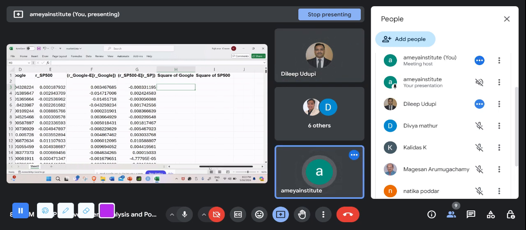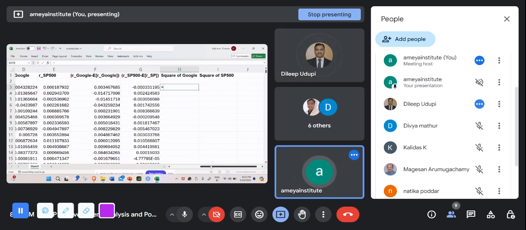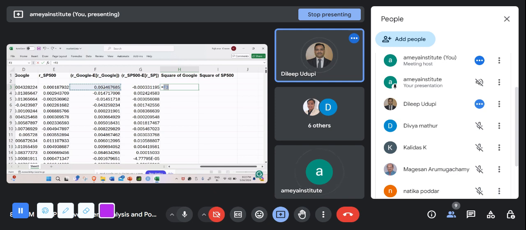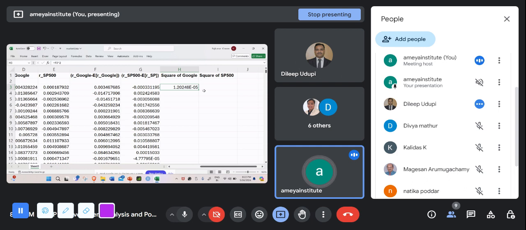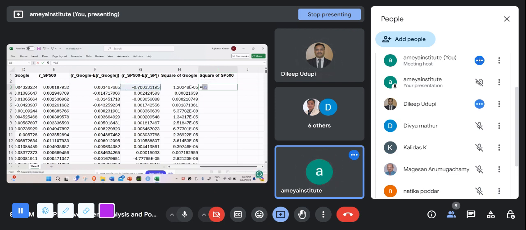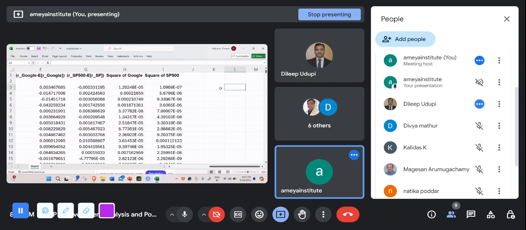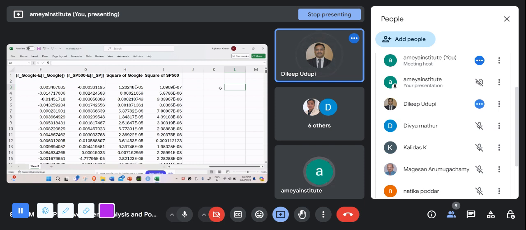So what does the square of deviation mean? It is equal to this value; we should square it. So we got deviation square of Google. Double click. Then again we can calculate the square of deviation, that is this value squared. So we got this value also, right? Is it over? Yeah. Okay.